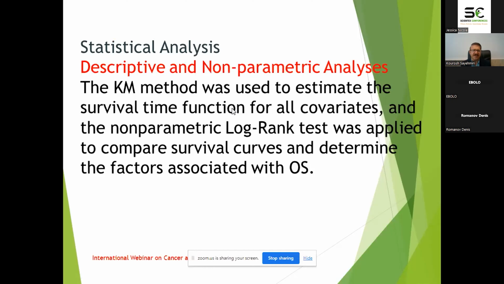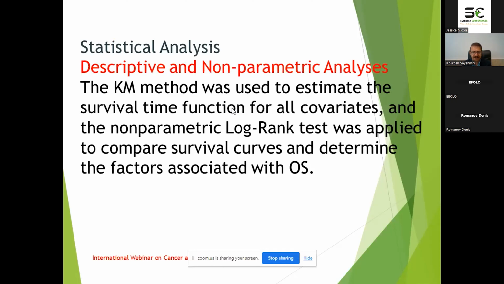At first, I use descriptive and non-parametric analysis like Kaplan-Meier. I see in many research presented in this Congress, they use the Kaplan-Meier method to estimate the survival function for all covariates. And we use a log-rank test. The log-rank is a non-parametric test, and we use it to compare survival curves and determine risk factors associated with overall survival.